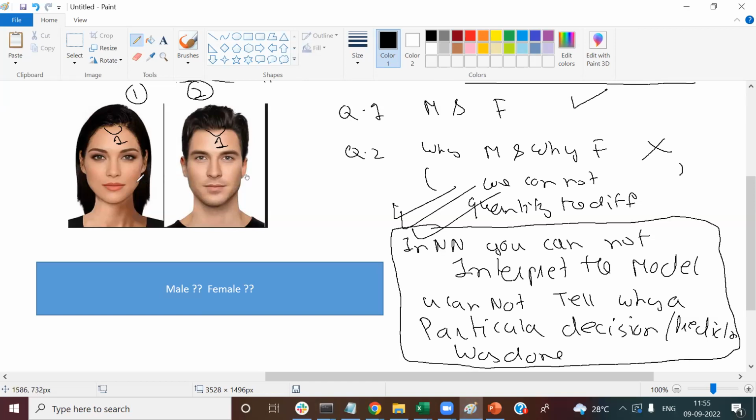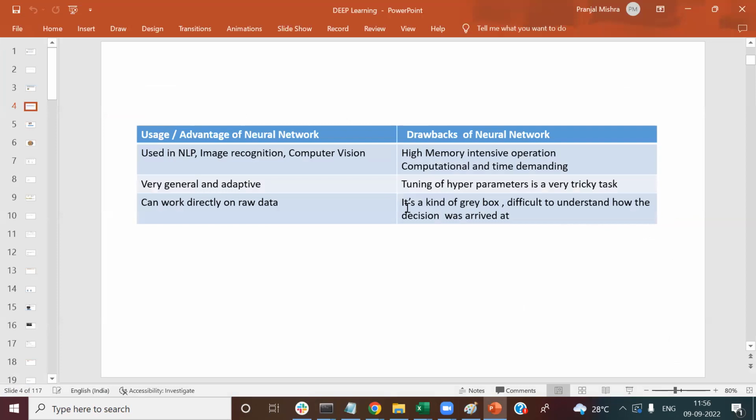Keep this example: you know which image is of a male and which is of a female. You can differentiate between the image of a cat and a dog. But then what exactly is the difference? Please make a note of this and then let me know.